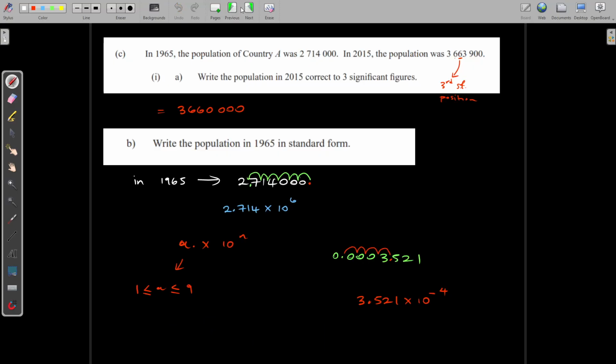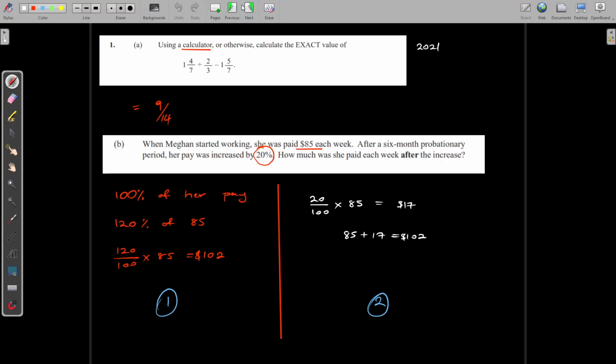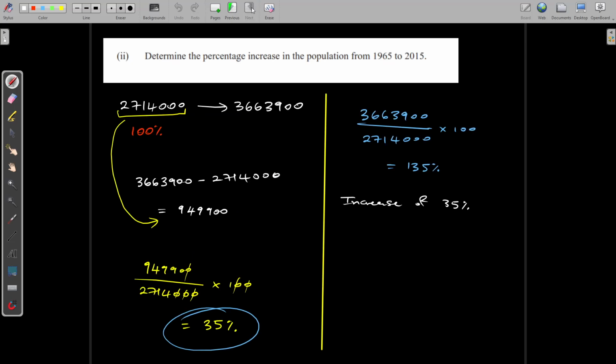Similarly to what we did, what was it? Here, the 120% of that. Something like that.